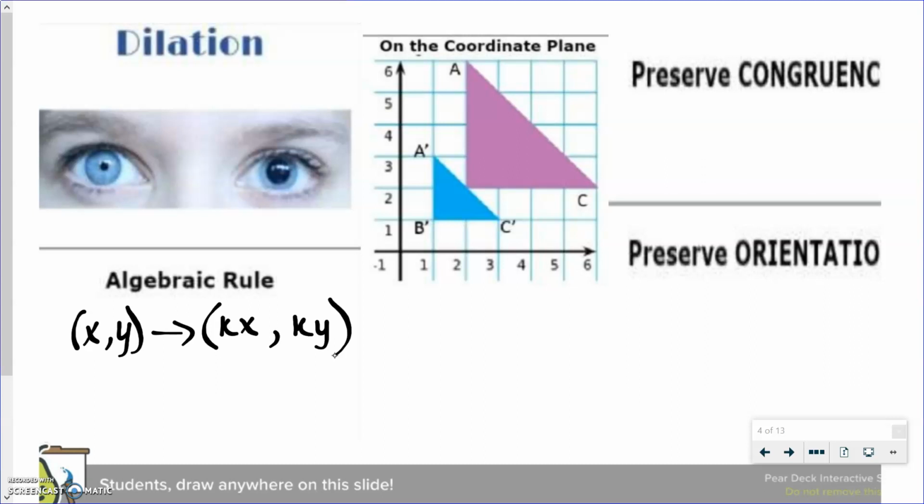Now, does a shape that is dilated preserve congruence? Remember, congruence is same shape, same size. So it does not preserve congruence because it is not the same size. The size changes. But dilations do preserve orientation. It is not flipped or rotated. It preserves orientation.